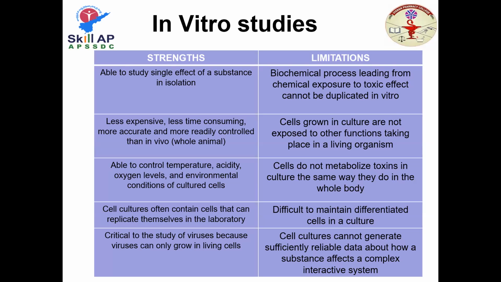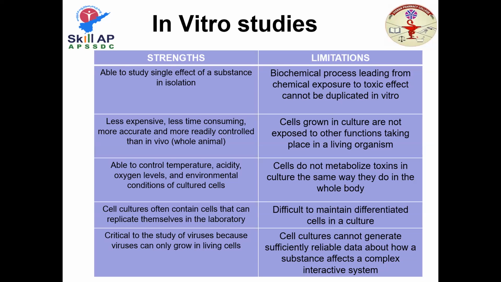Limitations. What are the limitations of in vitro studies? Biochemical processes leading from chemical exposure to toxic effects cannot be duplicated in vitro. For example, if we have a headache, majority of the times we take Amrutanjan or Jandu Balm, but many people take Saridon, which goes orally, from there to the stomach, intestine, liver, and throughout the entire body. But as we are taking medicine, it should only touch the head and not disturb any other part of the body.